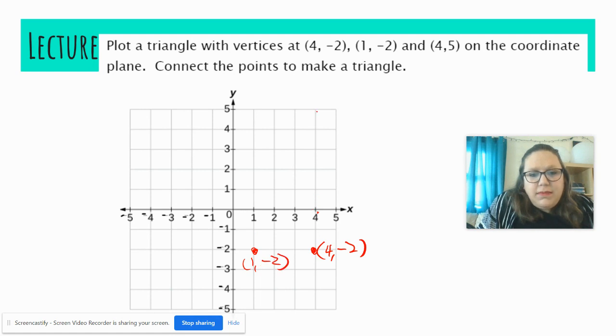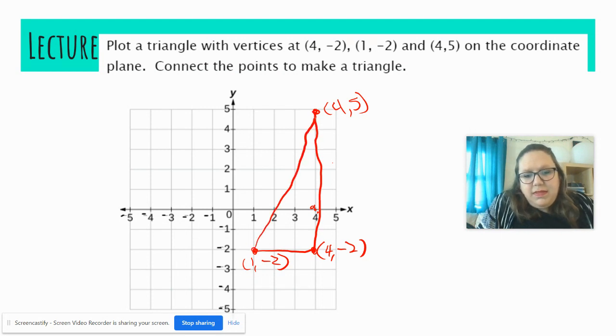Oh, so this is actually going to end up making a nice right triangle for us. Again, go over 4, and then up to 5. And then we're going to connect these points to make a nice triangle. Well, mine's not as nice because this drawing tool is not the best. Okay, so that would be our triangle. Again, always x and then y.